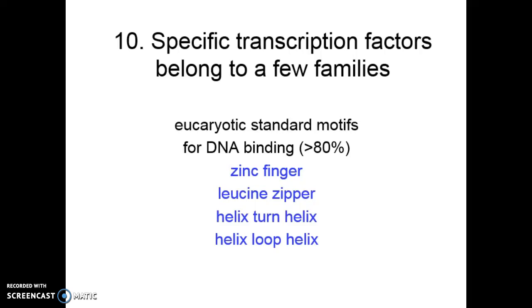In this chapter, we're going to look at the specific transcription factors belonging to a few families. There are four major things in this category: zinc finger, leucine zipper, helix-turn-helix, and helix-loop-helix. These could explain more than 80% of eukaryotic motifs.